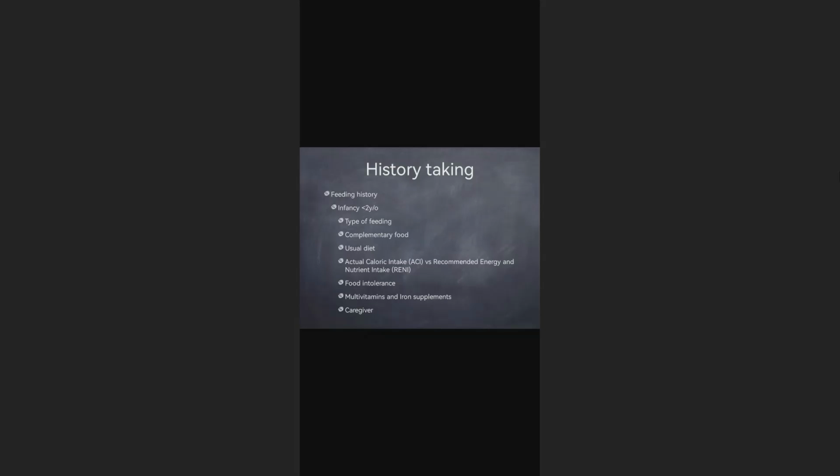In very meticulous history taking, we compute for the exact caloric intake. That's why we ask for the 24-hour food diary or food recall, because we compute for the actual caloric intake. We also ask for food intolerance, the use of multivitamins and other supplements, and the caregiver.